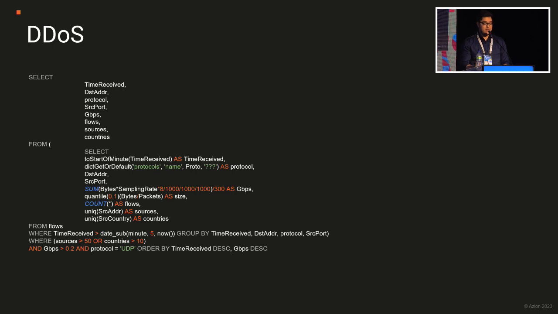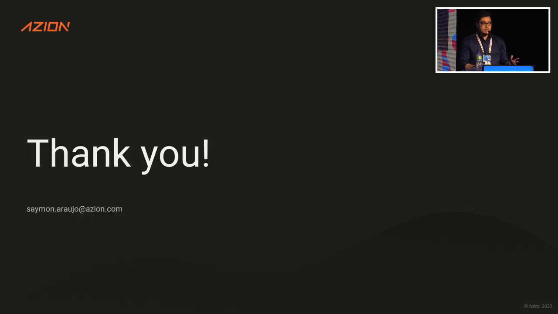Now, in this example of a query in ClickHouse, we managed to see all the traffic from more than 50 origin IPs, of more than 200 megabits to a destination IP, origin port, number of flows, sources, countries, and so on. So this means that this is an attack.